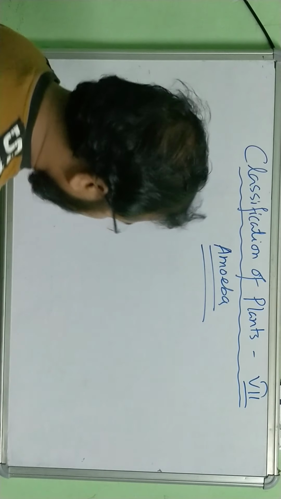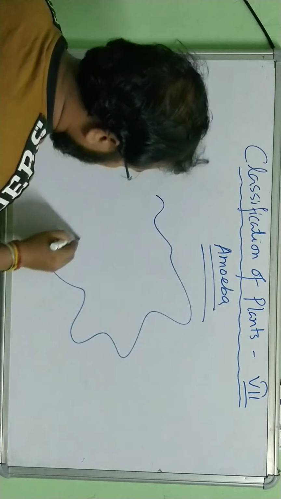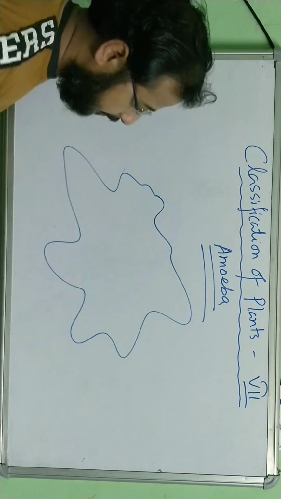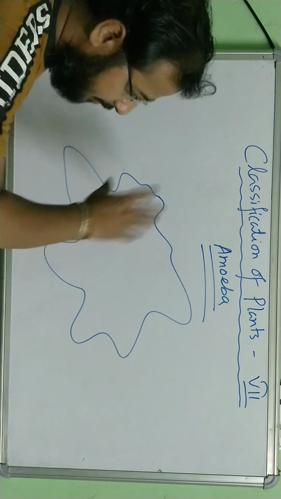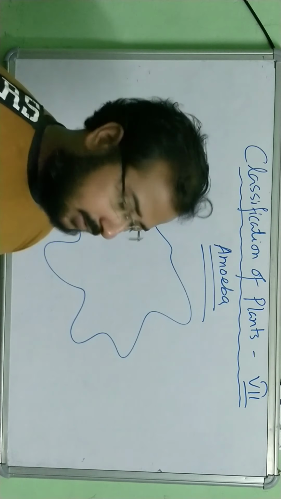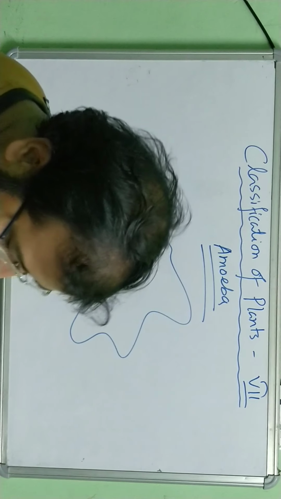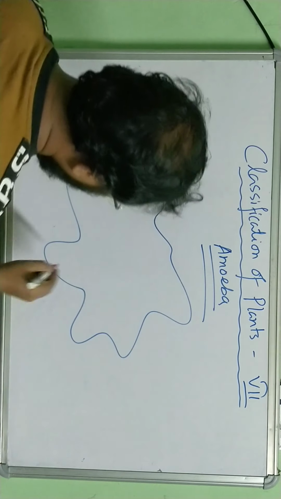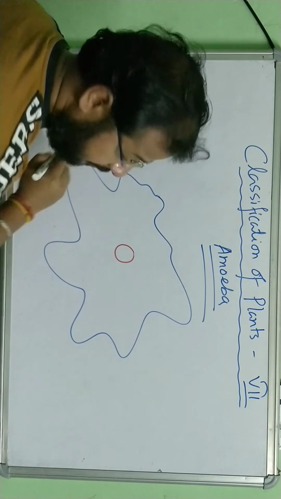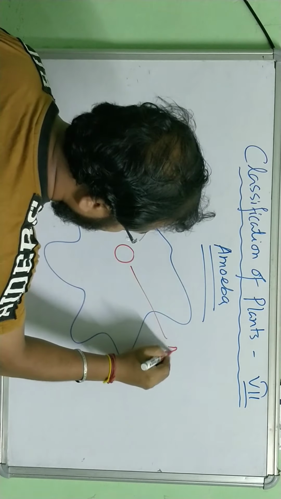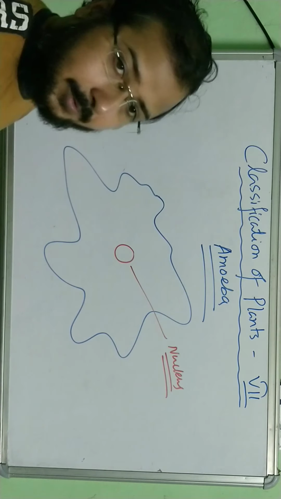So amoeba, if I look at the structure, as you know that it doesn't have a proper shape. So it looks like this. It can be of any shape. Okay. Now if I see the structures inside, as it is a eukaryote, we see a nucleus. The first of all is a nucleus here. Okay. So a well-defined nucleus is there in the amoeba.